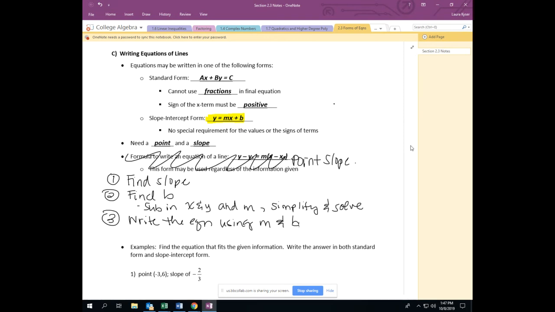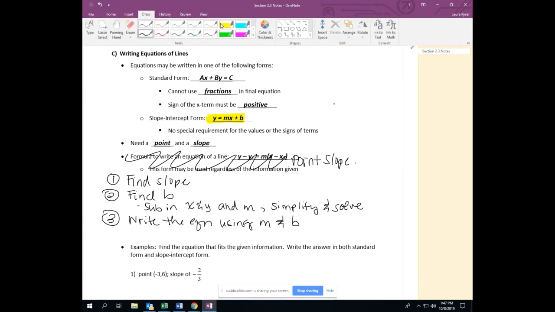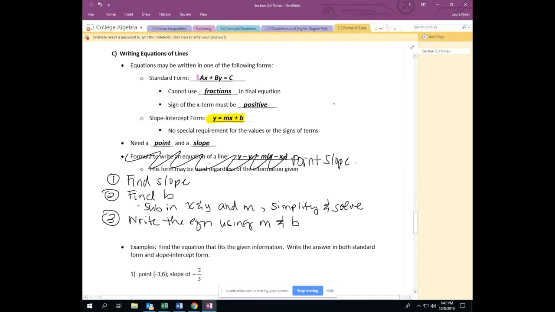Now, it's very important that when you put your standard form together, it looks right. And I mentioned this before, so I'm going to mention it again. When you're dealing with standard form here, you are not allowed to use any fractions. So if any part of it is a fraction, you're going to have to multiply by the LCD. And you also want to make sure that the x term is positive. The y term can be whatever. The c term can be whatever. But a has to be positive. And no fractions allowed. That's standard form.